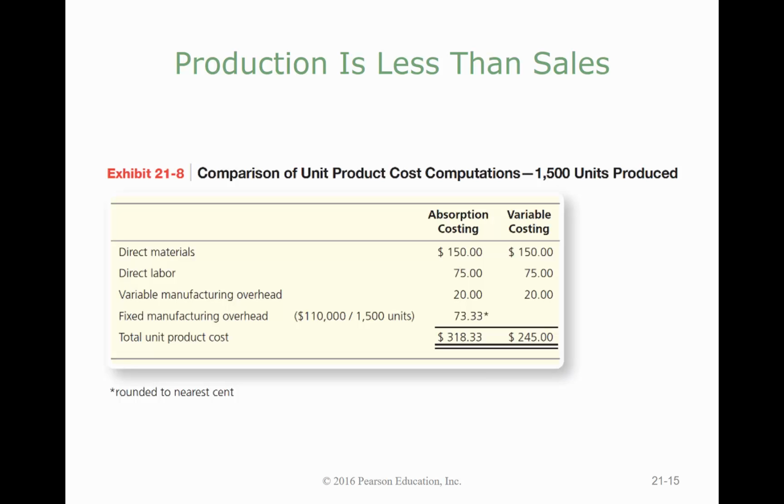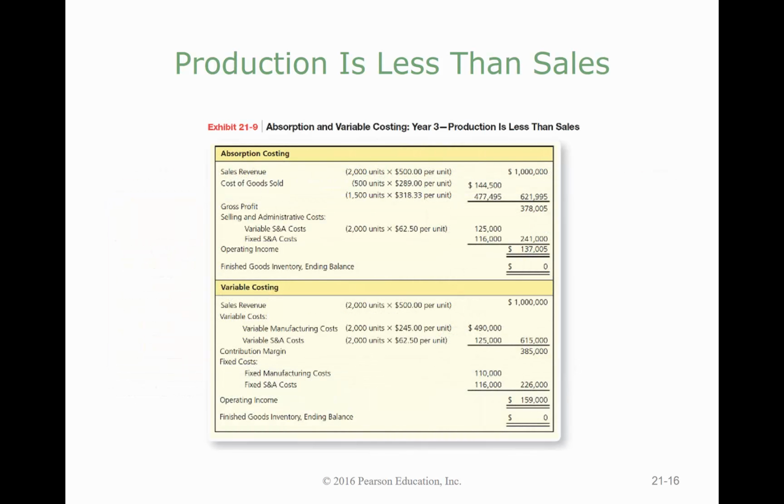So same thing. Direct materials, direct labor, variable manufacturing overhead are all the same regardless of the method you use. And our fixed manufacturing overhead is charged to absorption costing, but not to variable costing because it's going to be part of the period costs in variable costing. So here, under absorption costing, you see we sell 2,000 units.